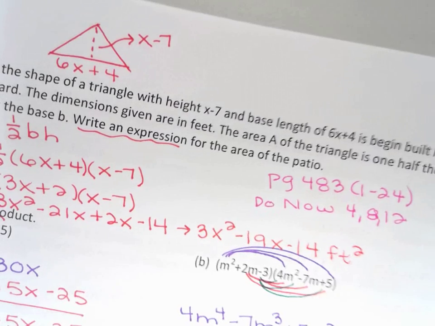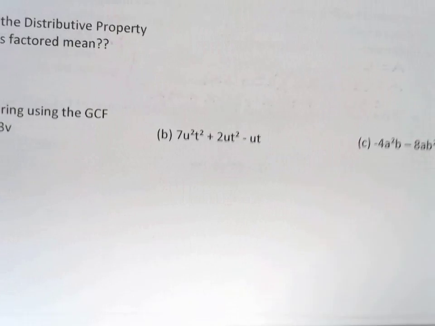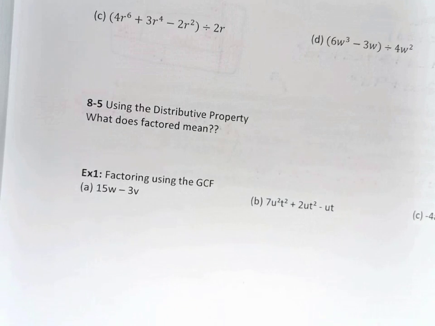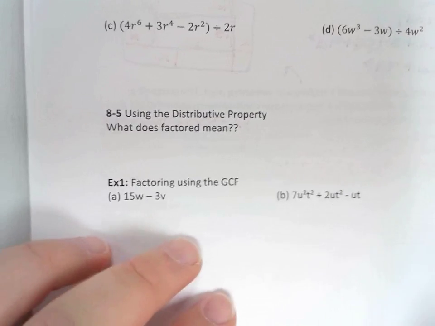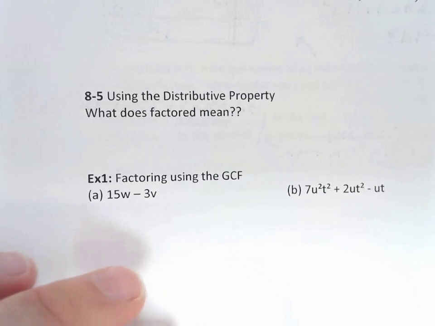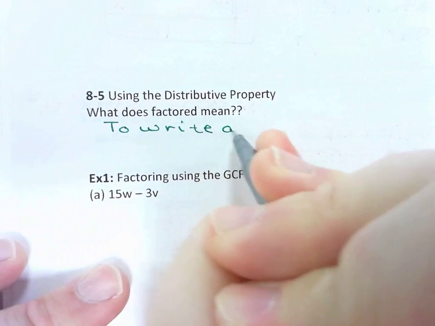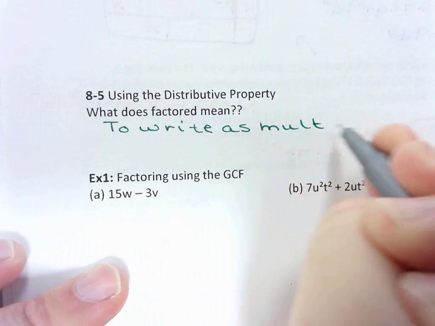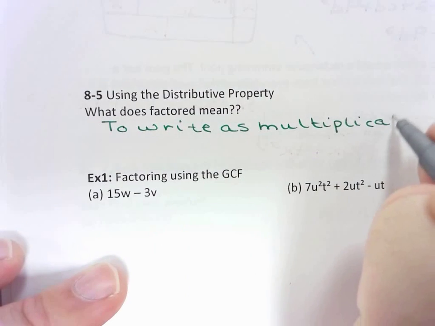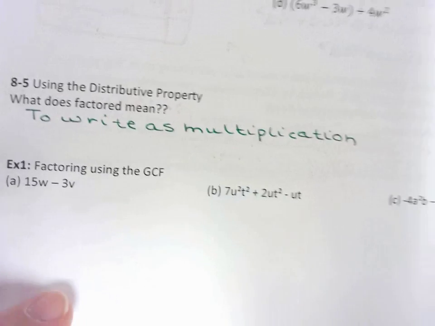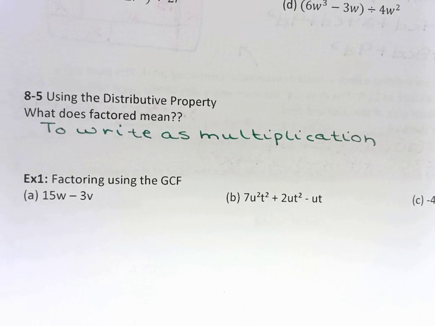Factoring. And we've already talked about factor when we did GCF. So what did I say a factor meant when I was talking about the greatest common factor? Okay, factor means multiply. So when I was referring to the greatest common factor, it is the number that multiplied into it. So factor means to write as multiplication. All we're doing when we factor something is we are writing something as multiplication.